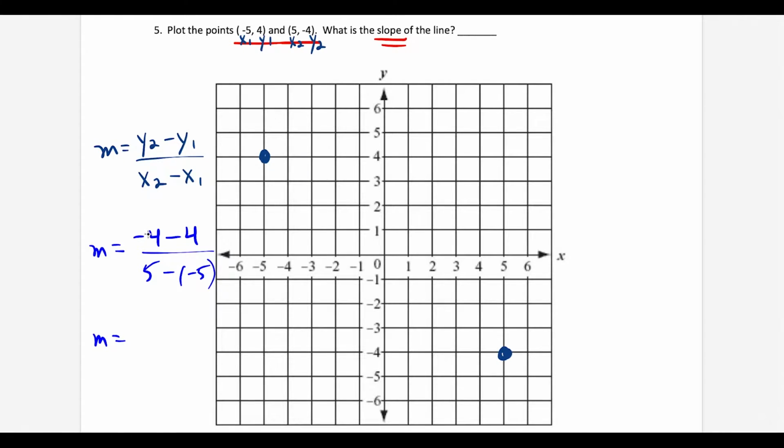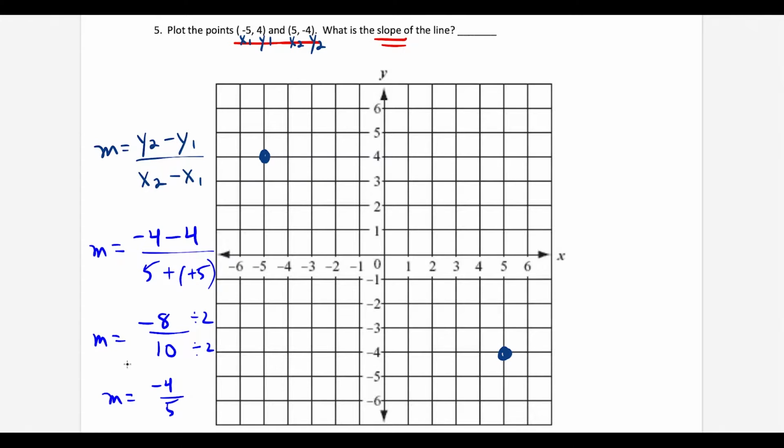We have m equals -4 minus 4 is -8 over 5 minus -5 changes to 5 plus 5, and then 5 plus 5 is 10. And then it's a good idea to simplify your fractions. If we divide the top and bottom by 2, this is going to simplify then to -4/5.